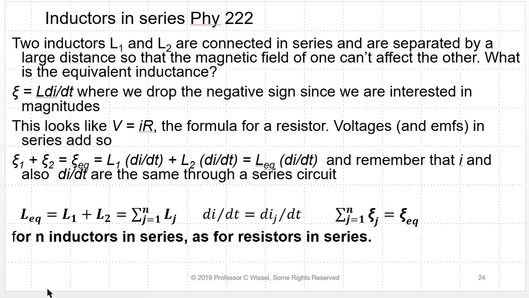So di dt equals dIj dt. So in other words, the time rate of change of current is the same everywhere in a series circuit, and the EMFs add. So the EMF across each inductor will add up to the total. This is for N inductors in series as for resistors in series. It works exactly the same formulas.